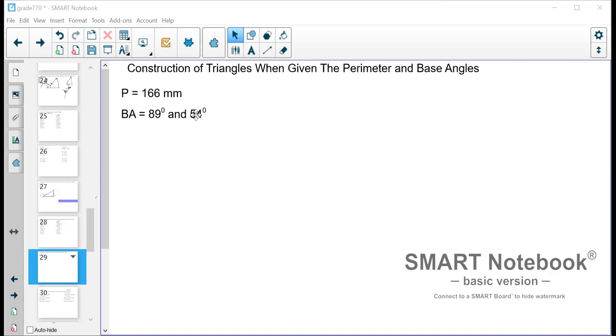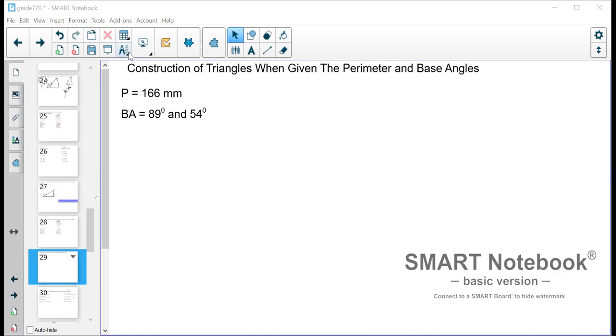And in addition to that, you will be able to determine the size of the third angle. As a matter of fact, you should already have done that. So using this information, we will construct the triangle.